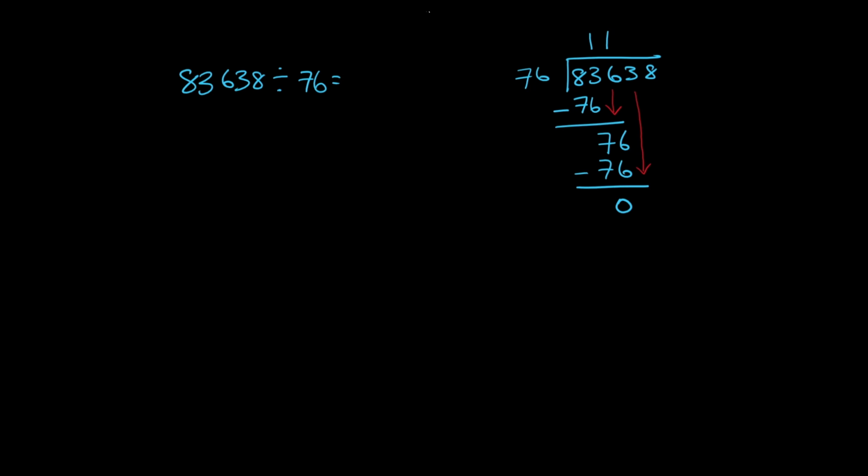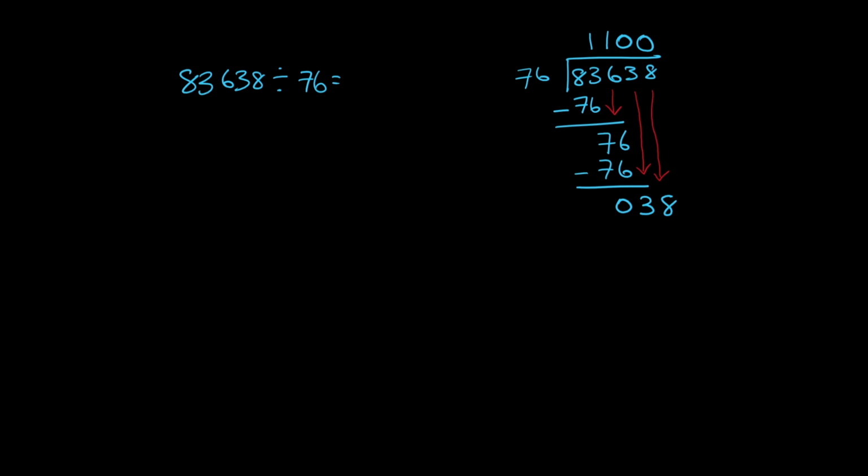Now, can 3 be divided by 76? No. So we put a 0. And we go ahead and pull down our 8 one more time. And this new number becomes 38. Now, can 38 be divided by 76? No. So we're going to put 0. But as you can see, our remainder is not 0, which means we're not done.